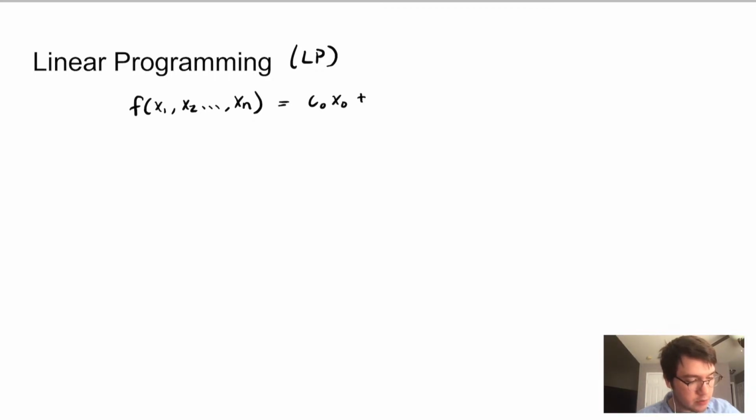So c0 times x0, c1 times x1, etc., where each of these ci's is a constant. So this is some linear function of our input variables. Each of these xi's is constrained by linear equalities or inequalities. And these constraints define a convex region known as the feasible region. This is the feasible region.